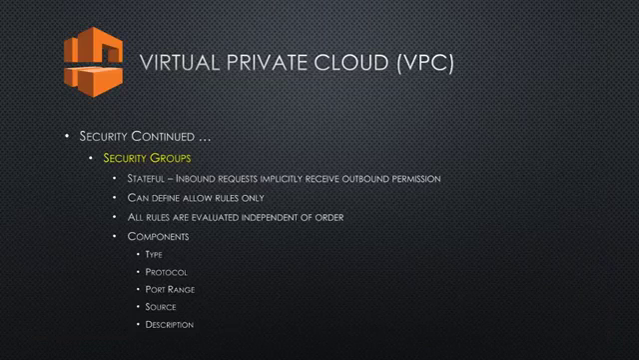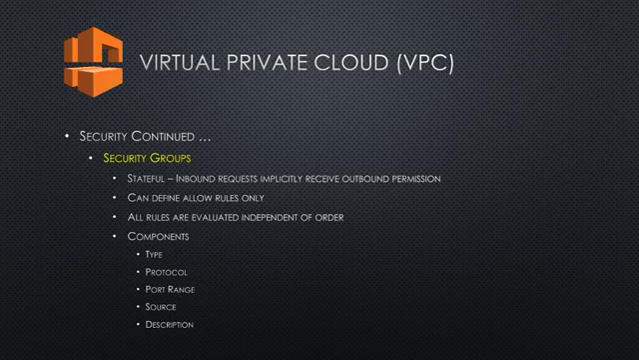Security groups. Security groups are stateful. So inbound requests implicitly receive outbound permission. In our example that we just talked about with the network ACLs, if I have an inbound rule for my IP that allows it in, I implicitly have an outbound rule that allows that out. So requests can go out with security groups, even if you don't specify a rule to make that happen. You can only define allow rules with security groups. So with network ACLs, you can define allow or deny. But with security groups, you can only write allow rules.